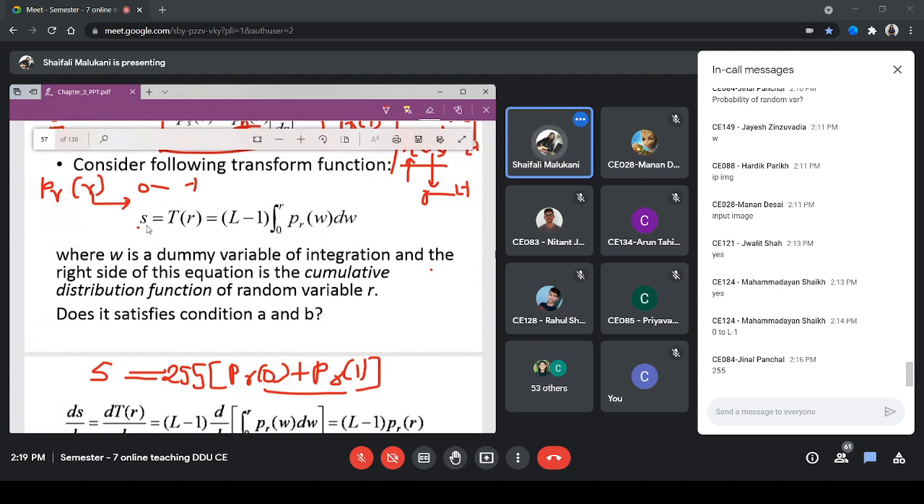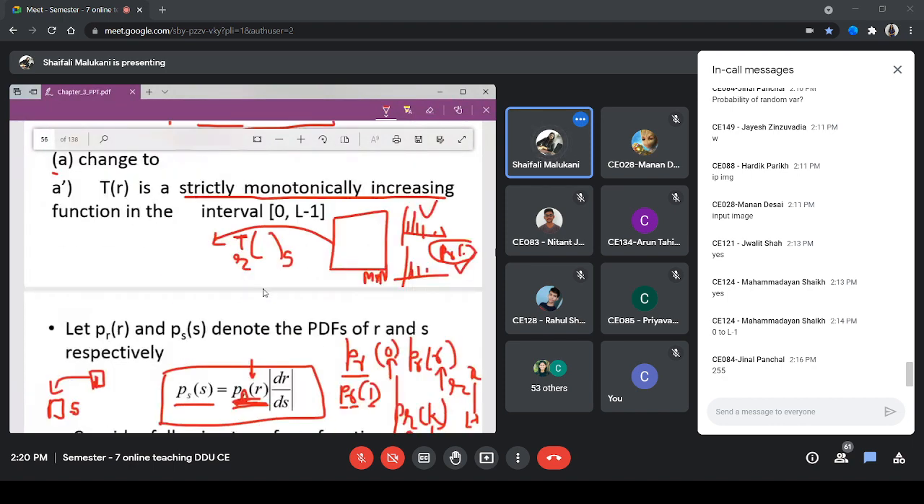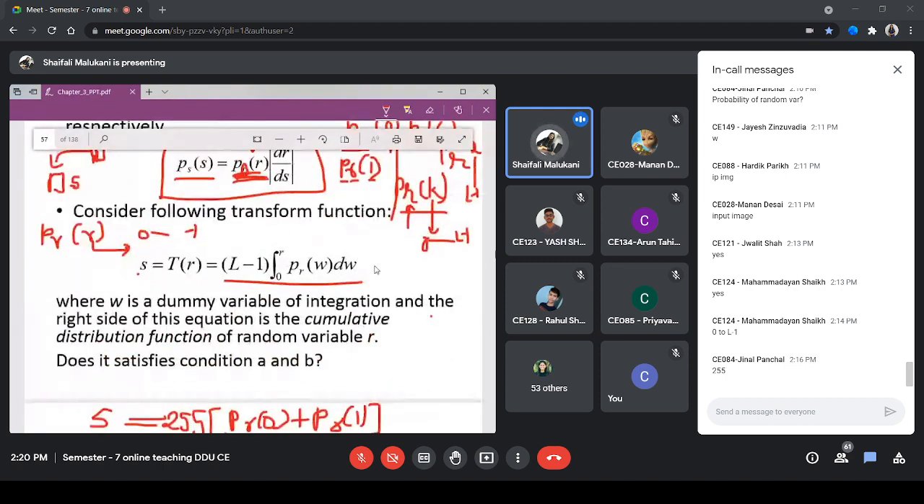The first condition was that this should always be an increasing function. It should not be that if this increases, that one decreases, right? So what about the probability values? Will they ever be negative? Will this probability ever be negative?